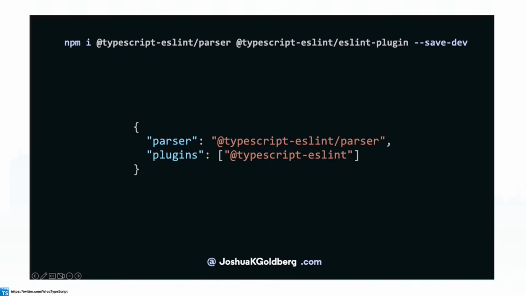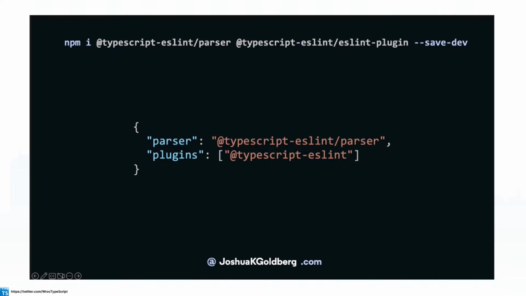And now that you've used the parser to enable ESLint to understand your code, you have to actually do something with that. So we provide a lot of rules in the TypeScript ESLint ESLint plugin that work on TypeScript specific things. Everything from naming conventions for TypeScript constructs to detecting asynchronous issues using type information. Now I will note this second line here, plugins, this doesn't enable any of those rules. It just makes those rules available to your ESLint configuration.